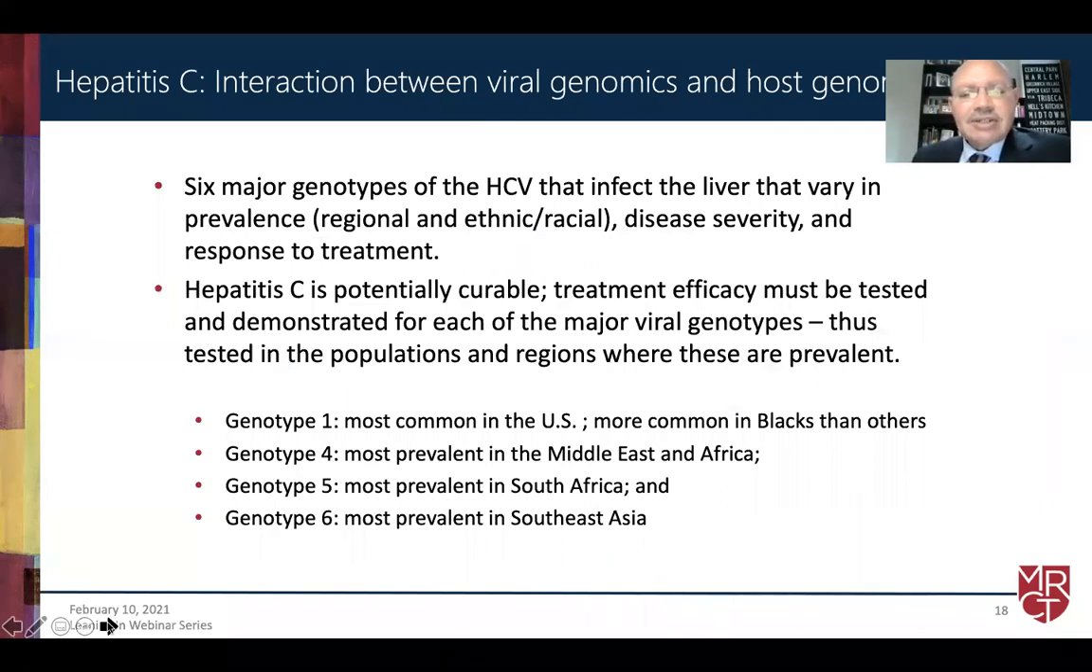Another example, which I'd just like to highlight to demonstrate the importance of geographic diversity, certainly in medicine's discovery and development, is that of hepatitis C and the interaction between viral genomics and host genomics. It turns out that there are six major genotypes of the hepatitis C virus that infect the liver. And these vary in prevalence, both regional and across ethnic and racial groups, in disease severity, and in responses to treatment. Now, hepatitis C is potentially curable, but treatment efficacy must be tested and demonstrated for each of the major viral genotypes. Thus, it has to be tested in those populations and those regions where those genotypes are present. Next slide.